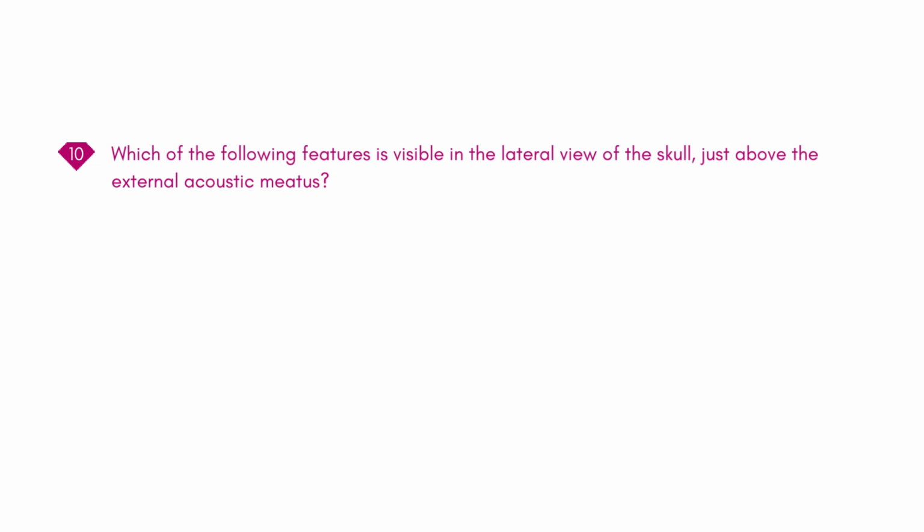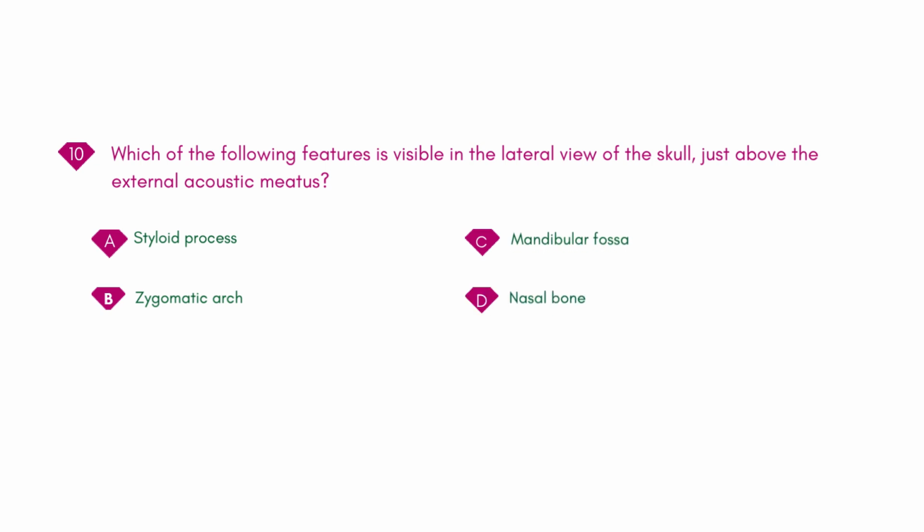Which of the following features is visible in the lateral view of the skull, just above the external acoustic meatus? A. Styloid process. B. Zygomatic arch. C. Mandibular fossa. D. Nasal bone. Answer: A. Styloid process.